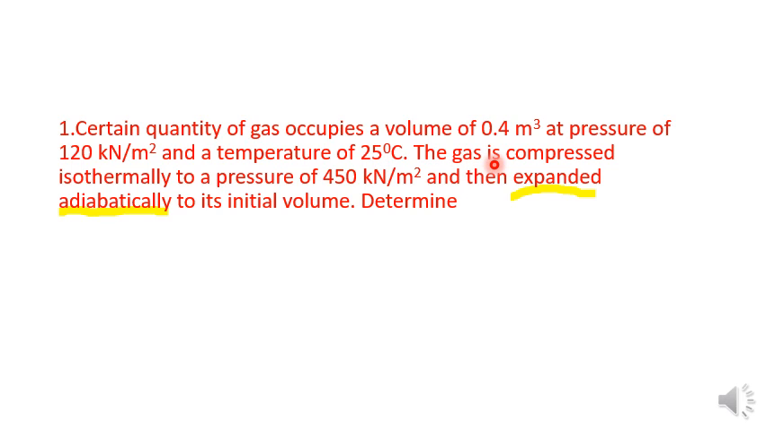So, the gas is compressed isothermally. Here they have given a combination of processes. The pressure is increasing to 450 kilonewton per meter square, and then it is expanded adiabatically to its initial volume. So, these are the three states here. 1 to 2 is an isothermal process, 2 to 3 is an adiabatic process.